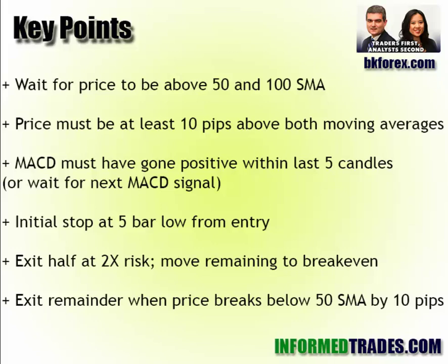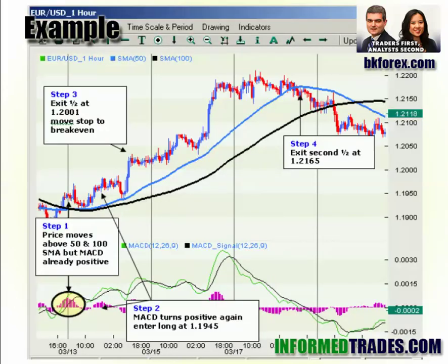Okay, all of this is obviously easier to understand or clearer to see with an example. Okay, so we're looking at a Euro US dollar hourly chart. This is a chart from 2004, 2005, but the same concepts still apply. So here we see price is above the 50 and 100 simple moving averages right here, but the MACD is already positive, and it's been more than 5 candles since it went positive.